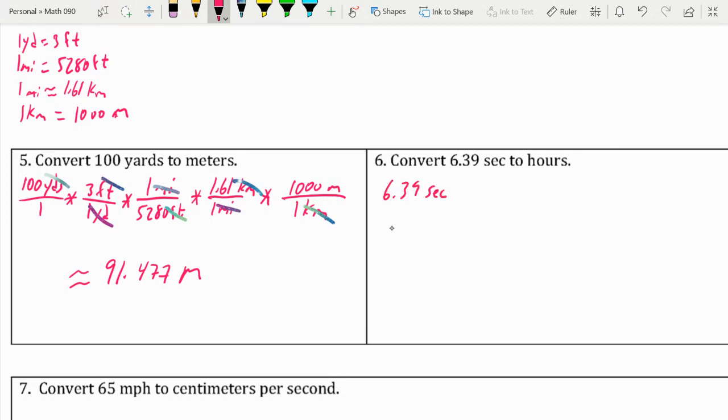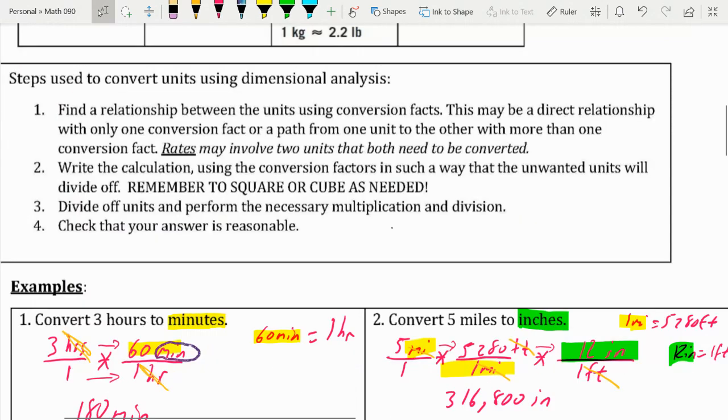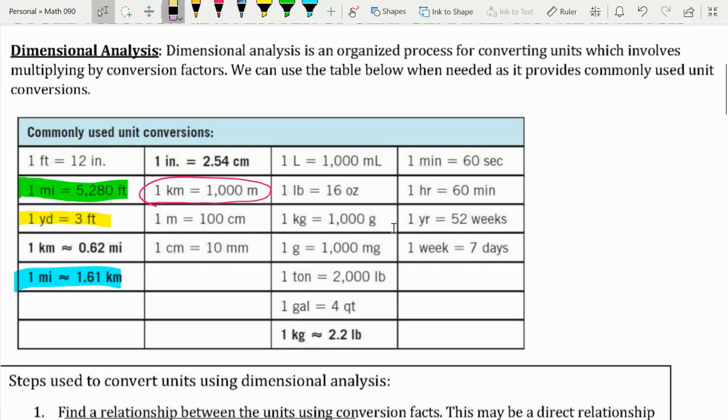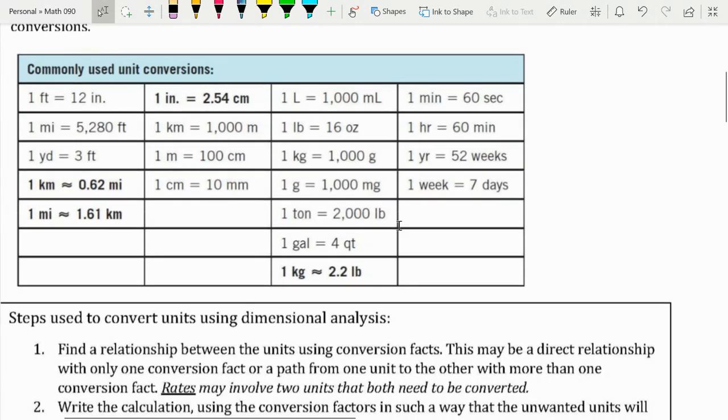6.39 seconds over 1 times. Well, I'm hoping. Let me erase all this other stuff. All right, let me erase all that mess. I'm hoping that you should know these by now.